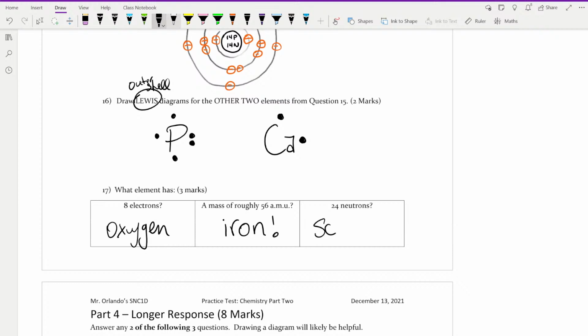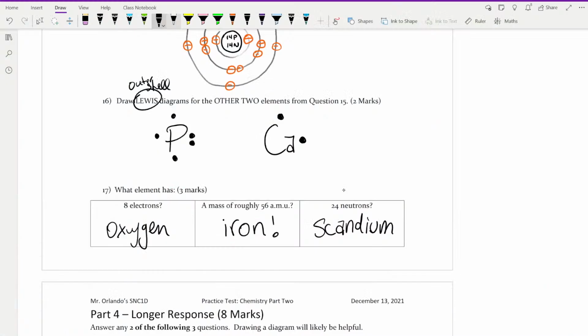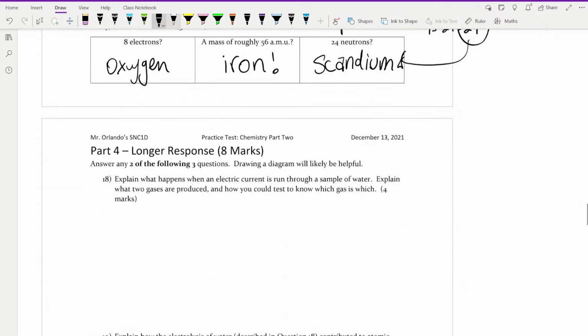So if you found a different one, awesome. I'm not going to look for every possibility, but scandium works because it has a mass of 45 and atomic number of 21. And 45 minus 21 is 24. Awesome. Okay.